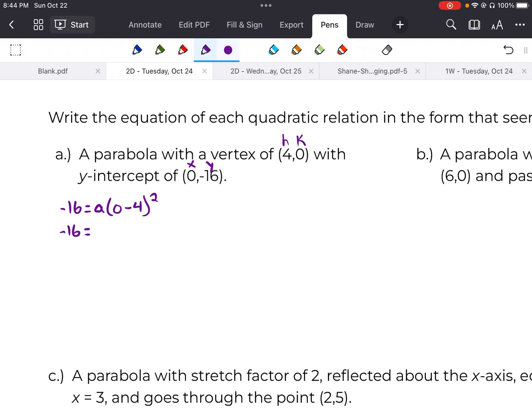0 minus 4 is negative 4. Negative 4 squared is 16. Divide both sides by 16, and a equals negative 1. Therefore, the equation is y equals negative 1, x minus 4 squared.